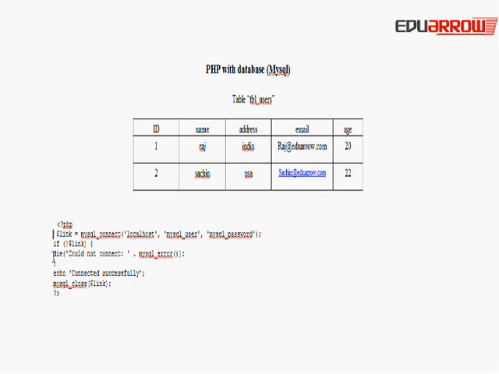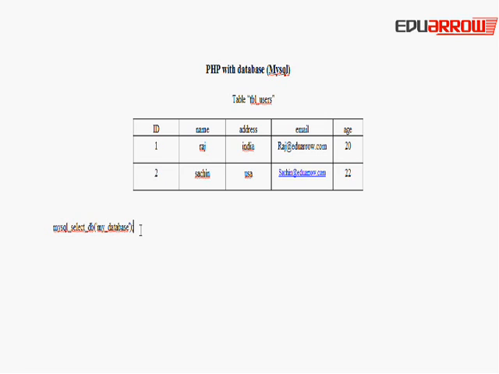mysql_close will be used to close the connection with MySQL. Once you connect to the database server, you need to select the database. mysql_select_db is a function to select the database. In this, we will pass the name of the database which we want to connect.